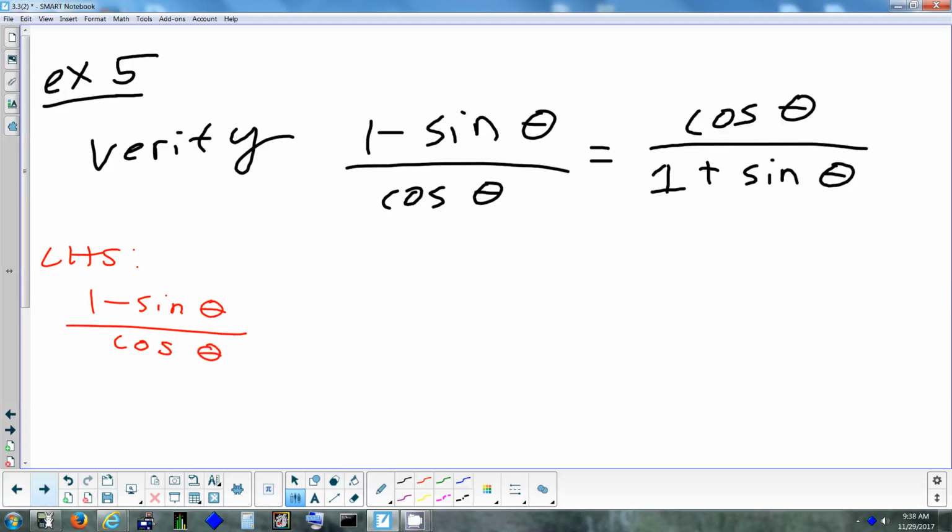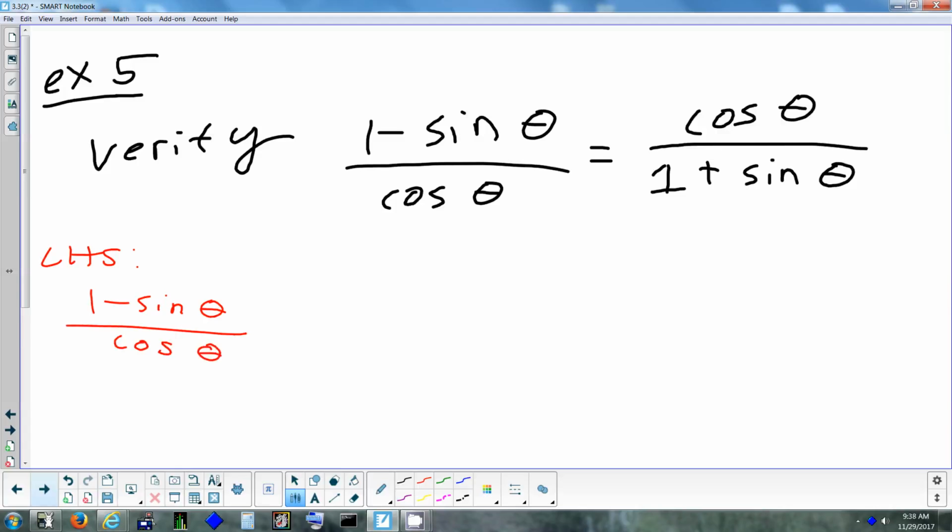Okay, any thoughts about using the trick where we change things to sines and cosines? Why not? Because it's already a sine and cosine. There's nothing there for a trig function that isn't a sine or a cosine. So we can't do that.